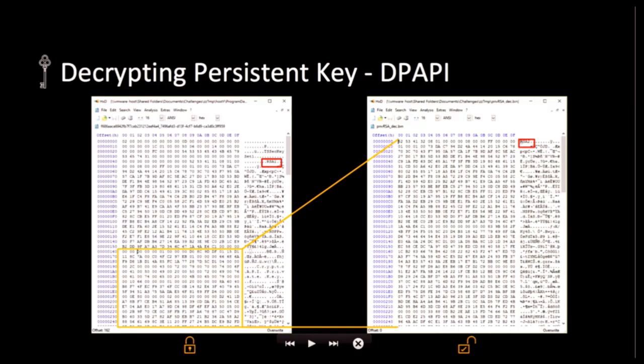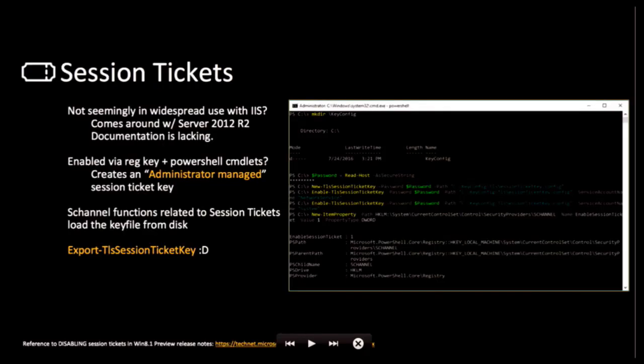And when you do that, you get this. On one side we have the RSA key from disk itself. On the other hand, we have what we decrypted out of memory. You'll know you've done it right if it's an RSA key, because the Microsoft structure has this RSA2 magic value that you can just see. So at that point, we can directly impersonate the server without having to touch disk, which is kind of cool. So what about that session ticket thing?